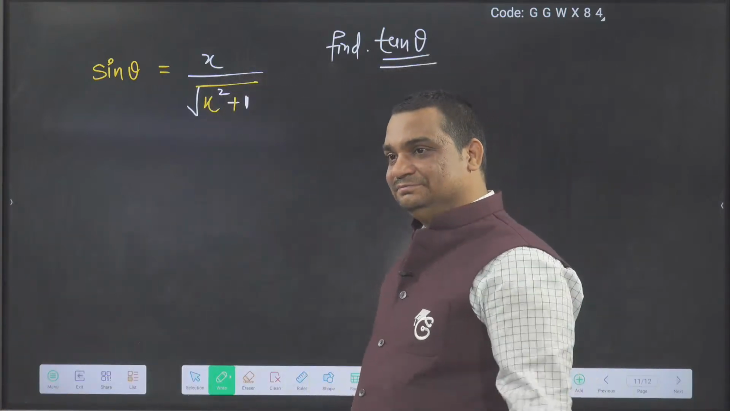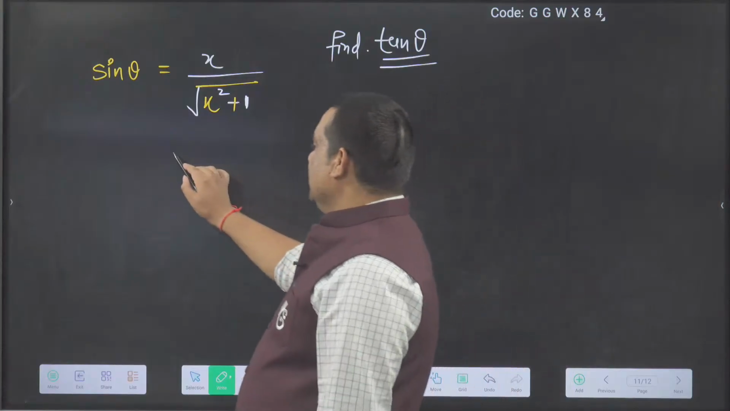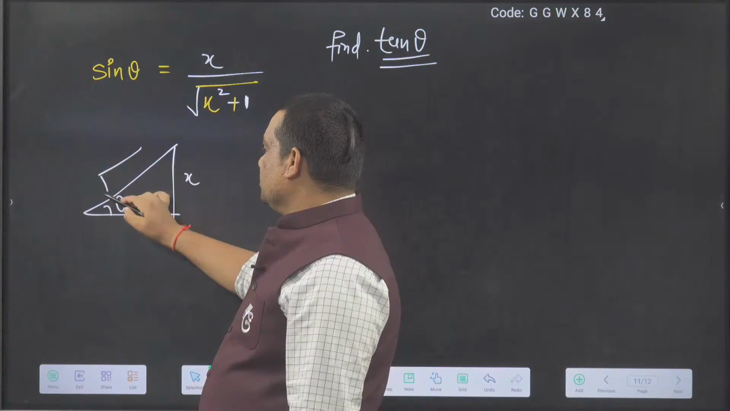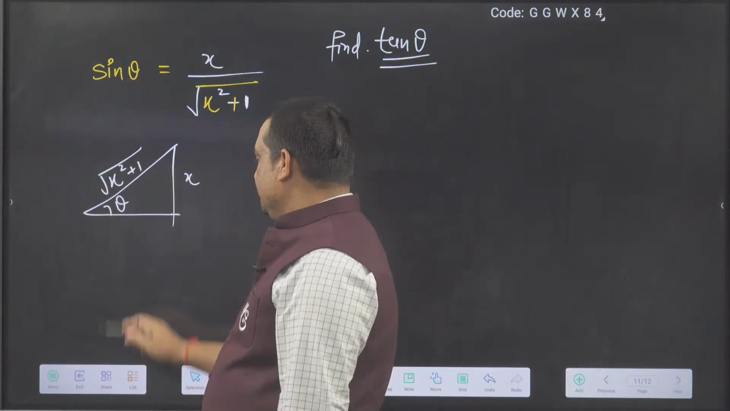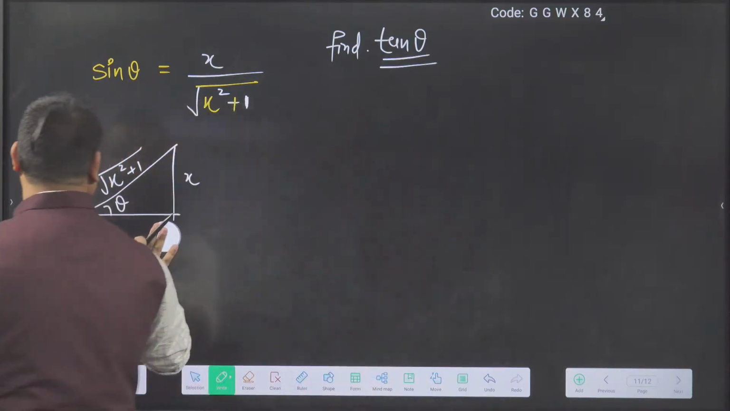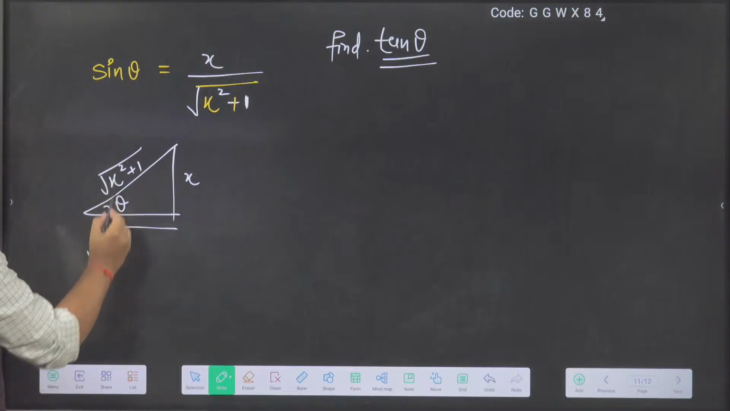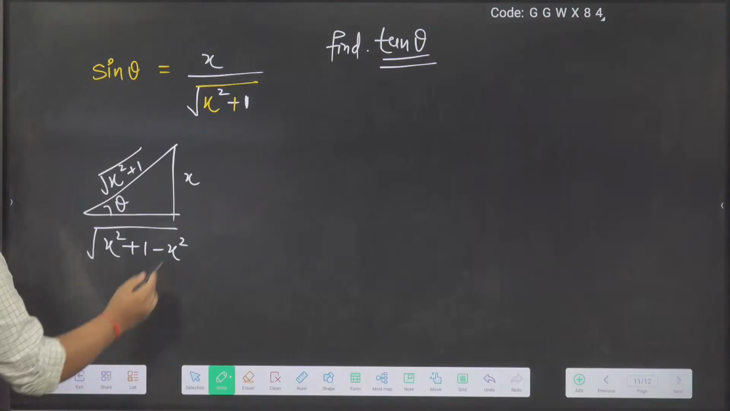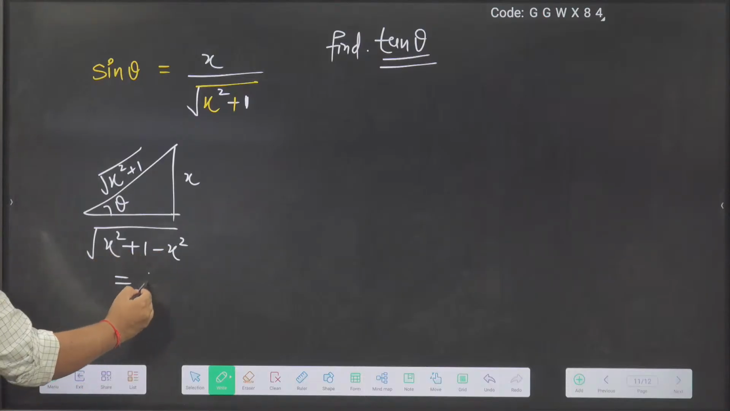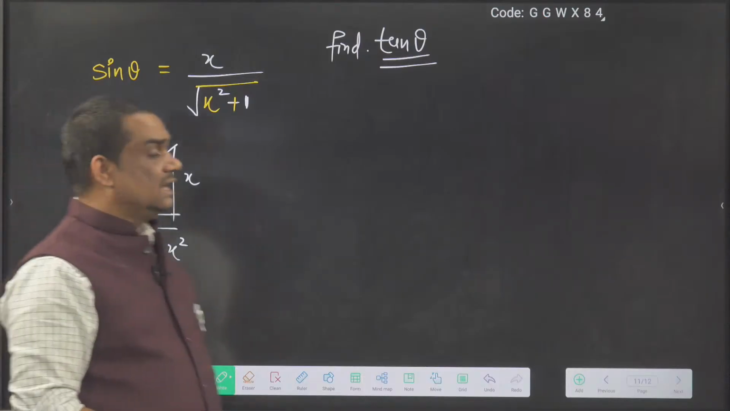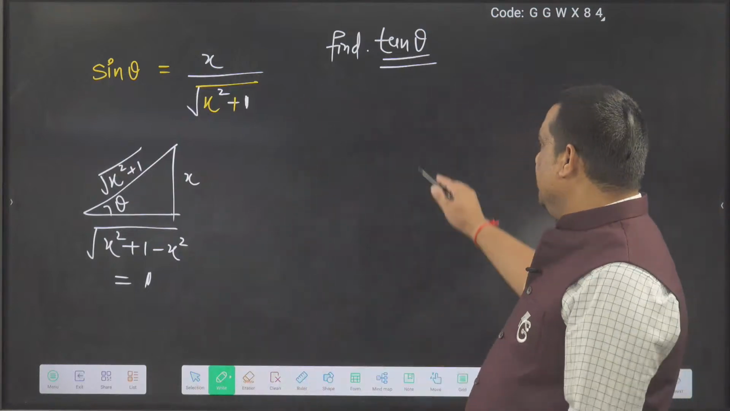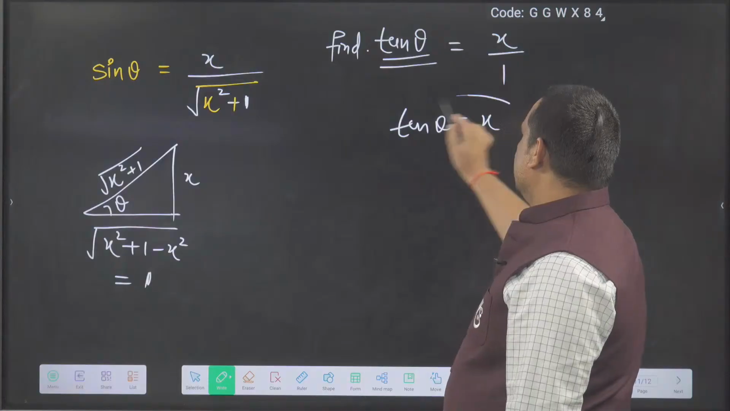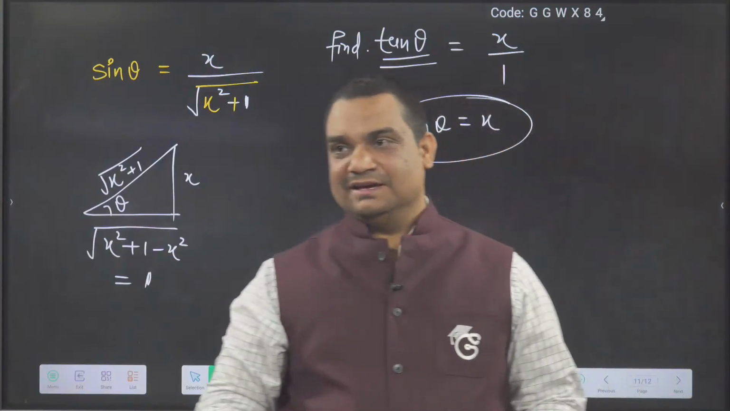Yes, very good. So we can say here in this one, sine theta, here theta, this is the x, this is the root of x square plus 1, and now in this one this will be root of x square plus 1 minus x square. So this will be cancelled and you will get the value 1. I am asking tan theta, and tan theta will be perpendicular, x divided by 1, so we can say tan theta becomes simply x.